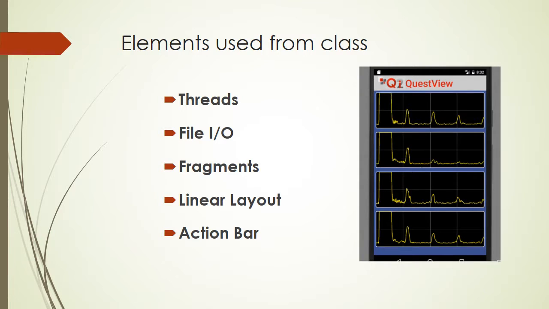Elements used from the class: obviously the graphics and the user interface was something I had to pick up outside the class from books and from the internet, but the internals all came from the class. I have a single thread, as I said, which uses file I/O operations to read in the ultrasound data. Then I have a separate fragment for each plot, and all of these fragments are contained within a single linear layout. And then I had a few tweaks to the action bar just to add our company logo.